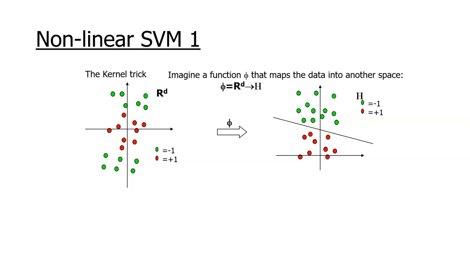So for non-linear data, we do a kernel trick and imagine a function phi that maps the data into another space. Then we can have two-dimensional things in a different space, like x-axis and y-axis, and then we can see how it works. So the phi function maps R to the power d, which leads to h, and h can be either positive or negative as well.